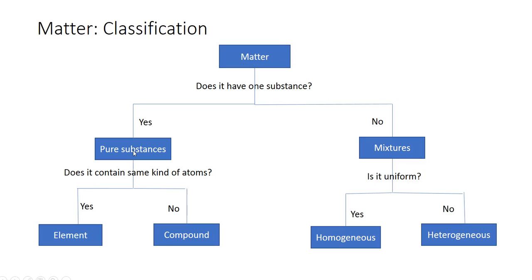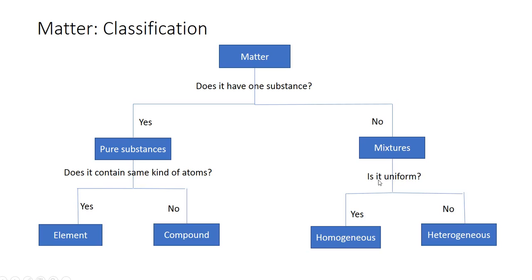So we go back here. We say, all right, it's a pure substance. We ask another question. Does it contain the same kind of atoms or the same type of atoms? If the answer is yes, if it is made up of the same type of atoms, that is an element. If the answer is no, that is a compound.